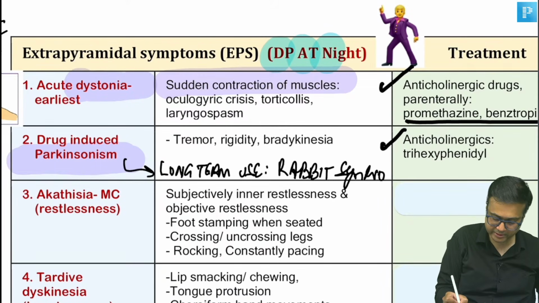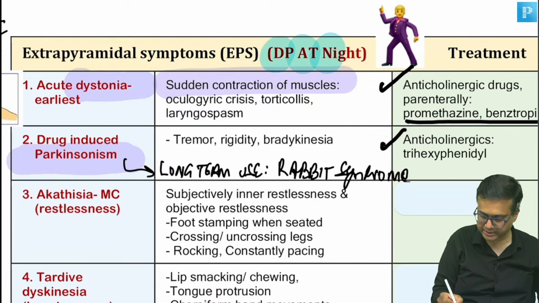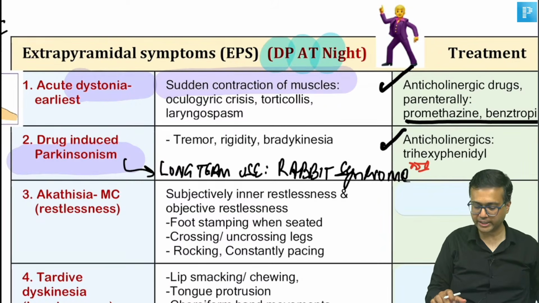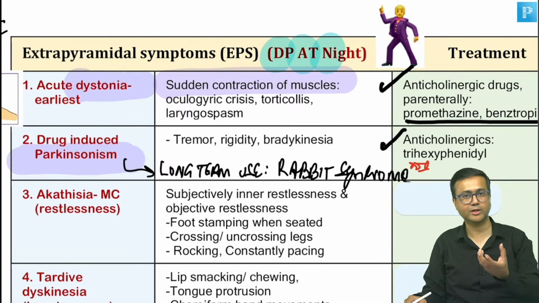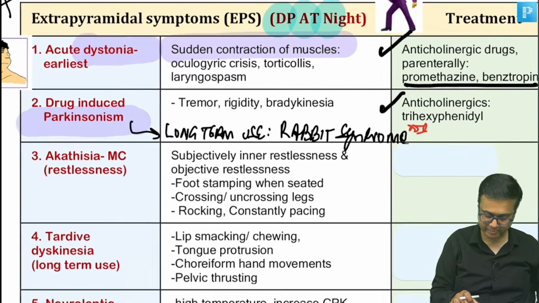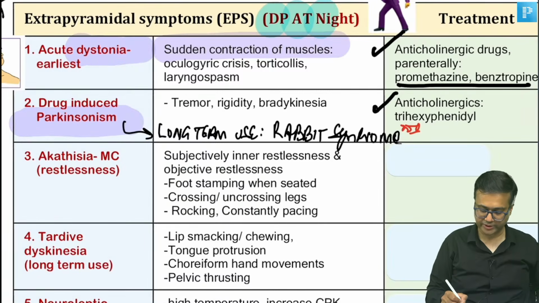And this came in the recent FMG exam as one of the image based questions. So they had given an image of a rabbit, they had given a history of a patient on antipsychotic who has developed perioral tremors. So this was what? This was rabbit syndrome. Please remember this, beta. Please remember this point. Yes, very good.